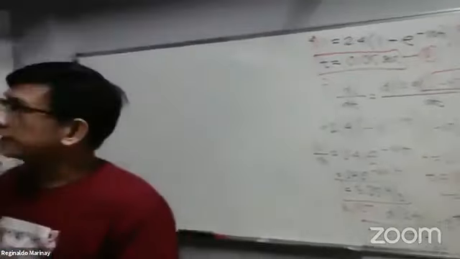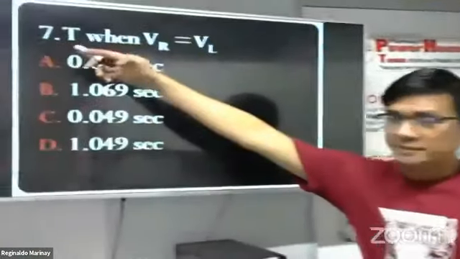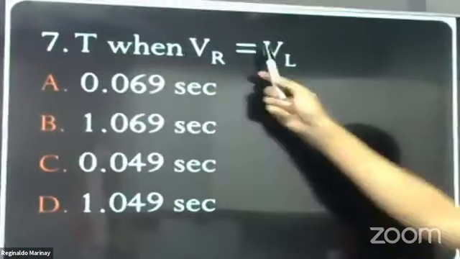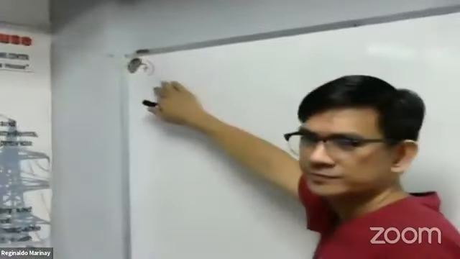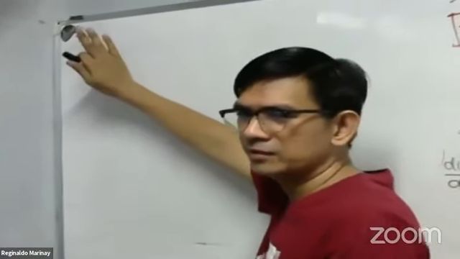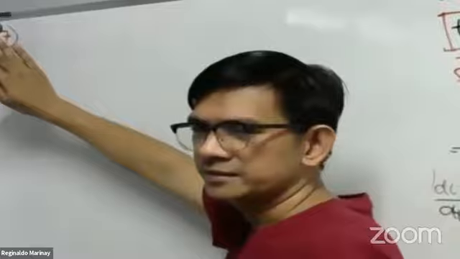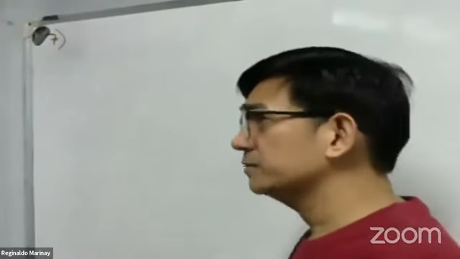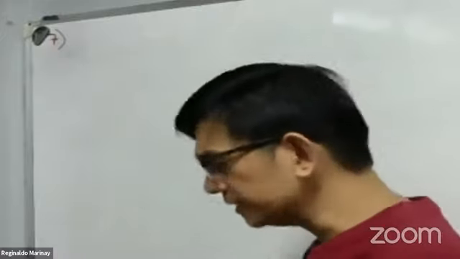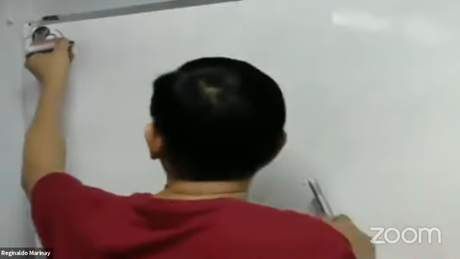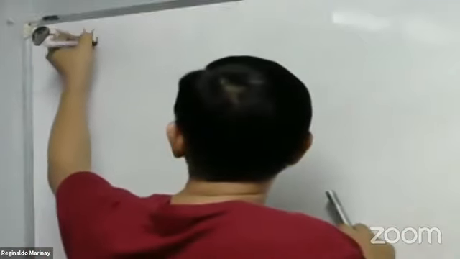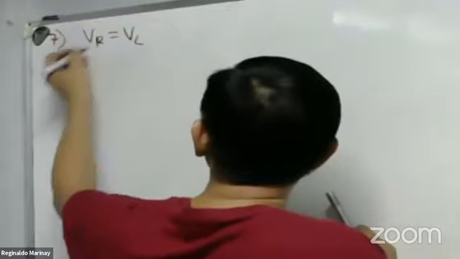Okay, let's continue guys. So, our next question is the time when BR is equal to BL. Let us set up first an equation of BR equal to BL. Our equation for BR and BL is this, no?